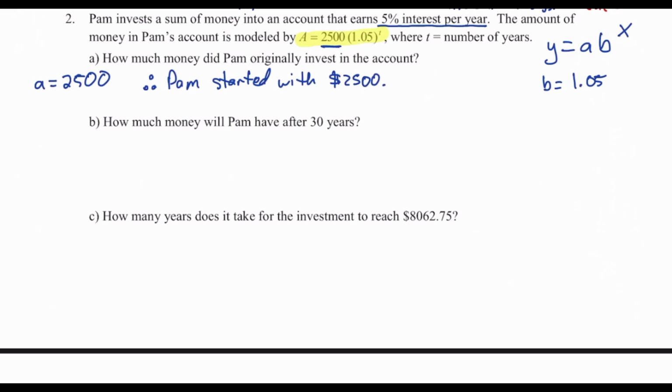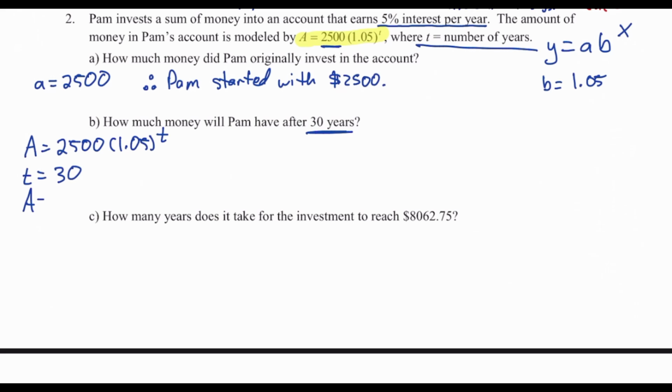Next question. How much money will Pam have in 30 years? Once again, we know the equation. The amount in the account is given by the equation A equals 2,500 times 1.05 to the power of t. We know that the amount of time that's passed is 30 years. And make sure it's the same. t is number of years. One of these could have been given in months, and then we'd have to convert. So just be careful and make sure they're using the same unit.